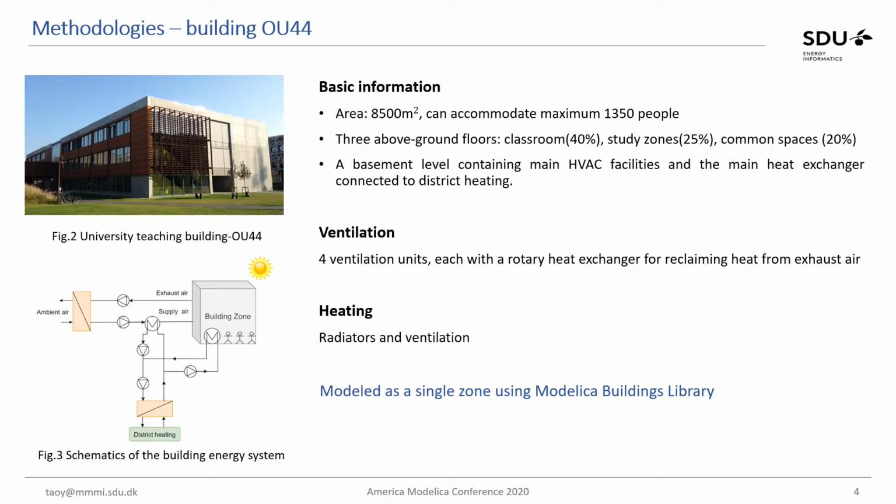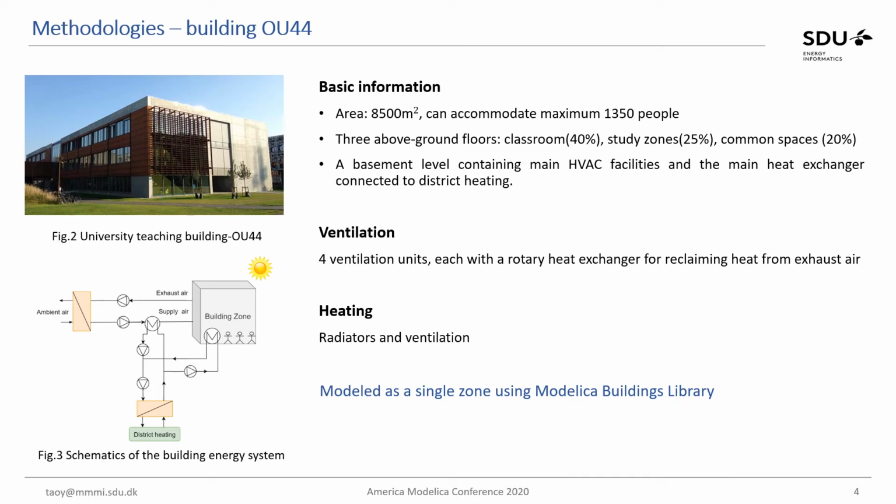Talking about the methodology for the emulator, first let's look into the details of the building OU44, the building that we are modeling. It is a university teaching building, and this is a schematic of the building energy systems. It has a CO2 driven ventilation system, and it has district heating. It basically has two branches. One goes to the indoor room to a radiator to provide heating. Another branch proceeds to the ventilation coil to preheat the supply air.